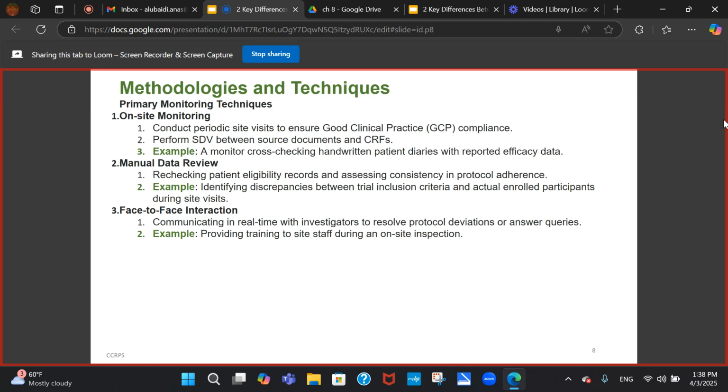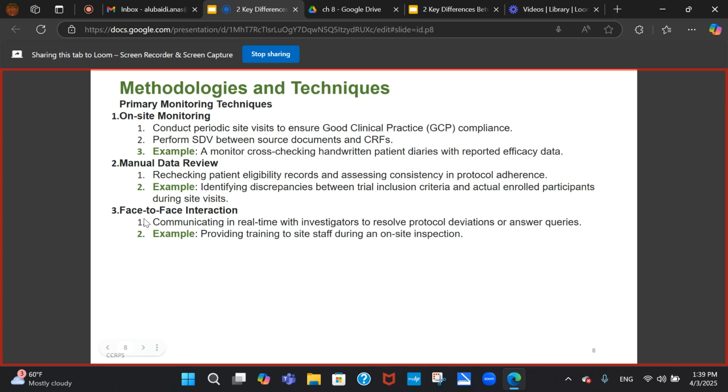And participants are the patients who are participating in the trial, or some experts might call them subjects as well. Despite the terminology, participants, patients, subjects, all refer to the same. So here, manual data review. A very simple example is identifying discrepancies between trial inclusion criteria and actual enrolled participants during site visits.